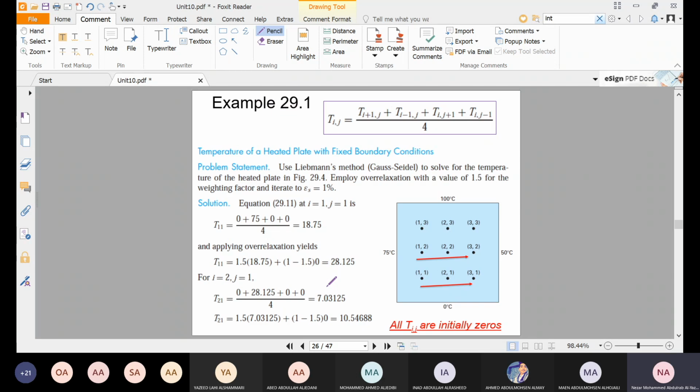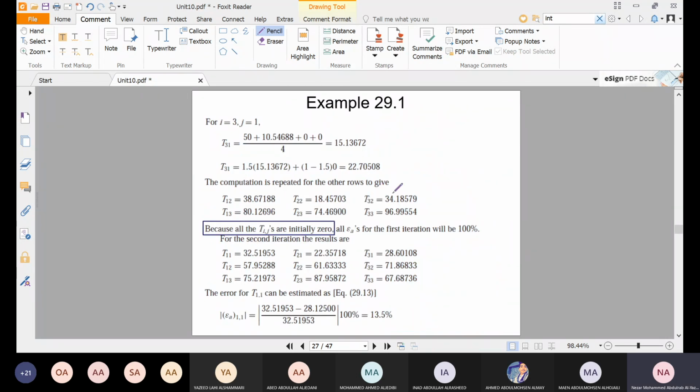So how do we do this, guys? We just start with the average here. We compute the average at this node, and then we use over-relaxation. This is the equation of over-relaxation, and after that we update this node. So this is the new value that we compute, multiplied by lambda 1.5, plus 1 minus lambda multiplied by the old value, 0. Now we update the temperature for all the nodes, and we get this for the first iteration.